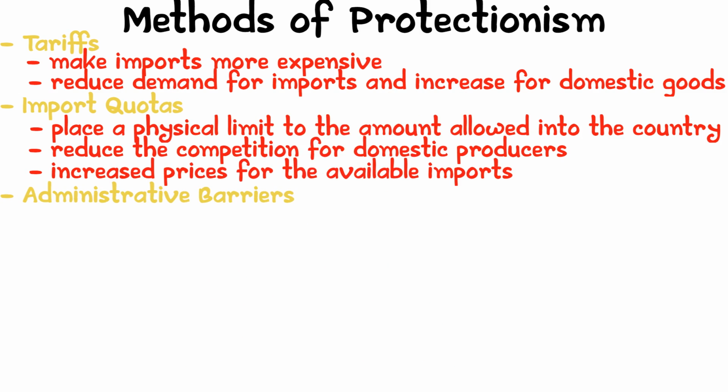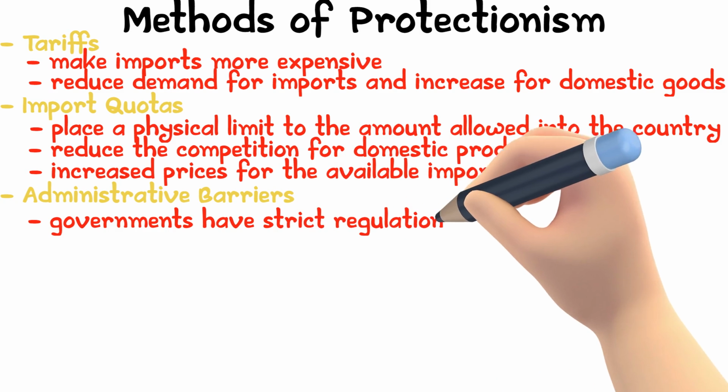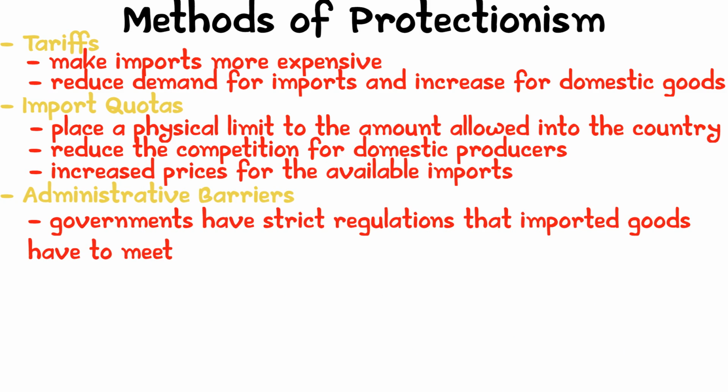Administrative barriers. Another way to reduce imports is when governments have strict regulations that imported goods have to meet. Sometimes legislation is passed to prevent entry if goods aren't up to the regulations.